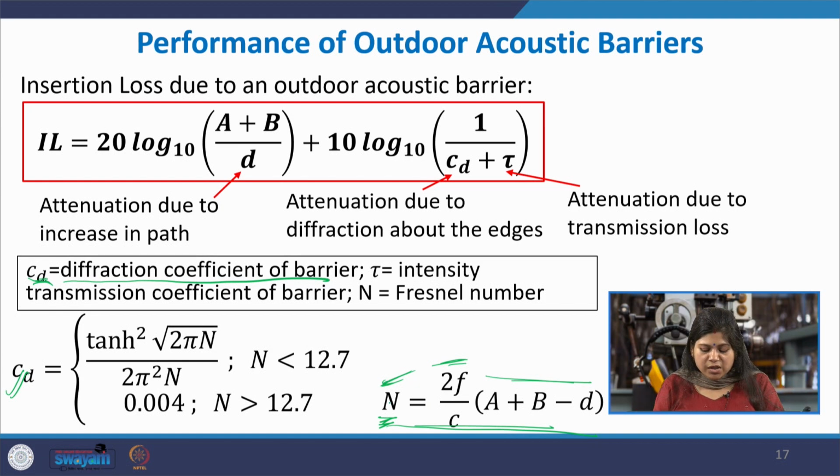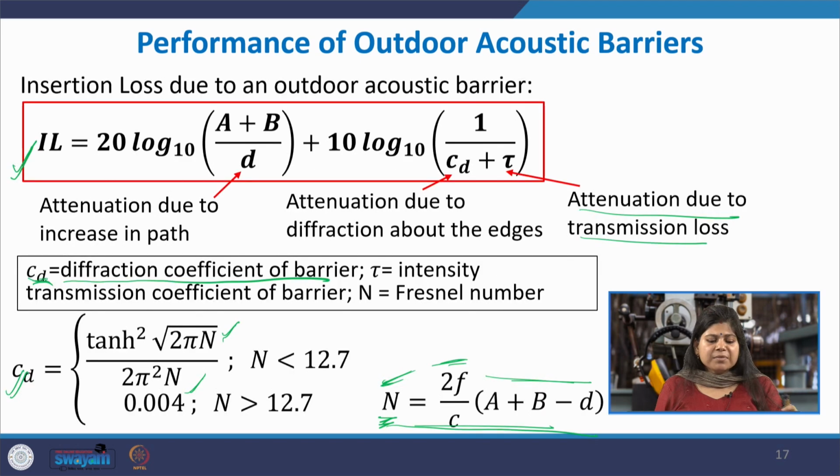Here n is the Fresnel number, and whenever the n value is smaller than this, so at lower frequencies, this is the kind of diffraction coefficient, and at higher frequencies beyond a certain value it becomes a constant of 0.004. And then there is also some attenuation due to the transmission loss within the material, due to the presence of the material itself. So, that also is accounted for here using this tau factor. These various factors come together to give you the net insertion loss. Again, these are some of the equations that a noise control engineer should definitely remember.